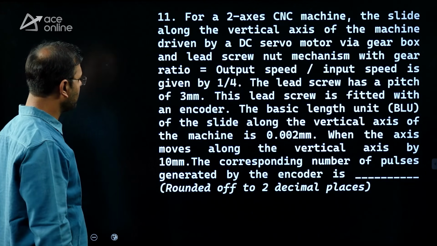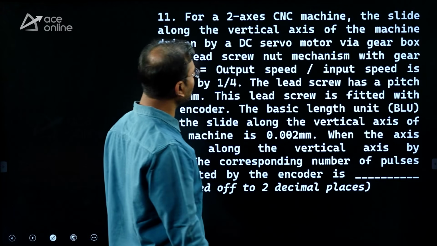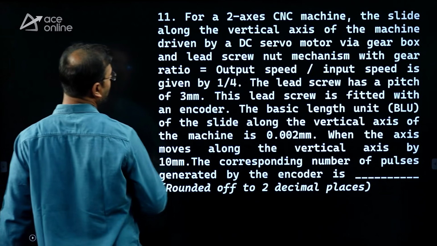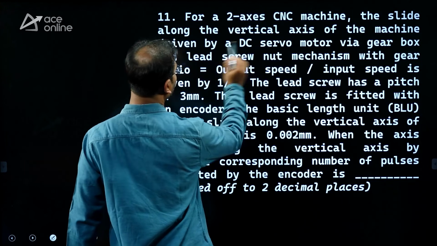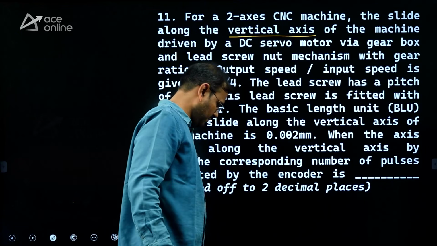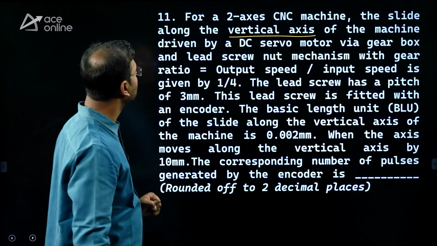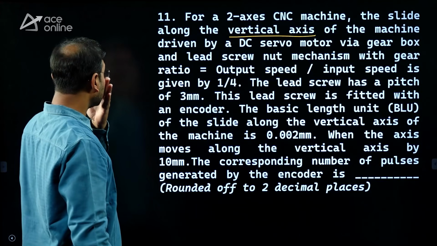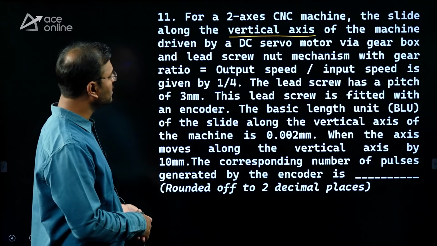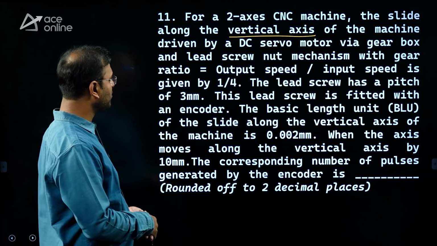Question of CNC machine. For a 2-axis CNC machine, the slide along the vertical axis of the machine is driven by a DC servo motor. It means the work table is going to move vertically. Which motor are we using, DC or AC? DC servo motor, via gearbox and lead screw mechanism with a gear ratio, output speed to the input speed, given by 1/4.